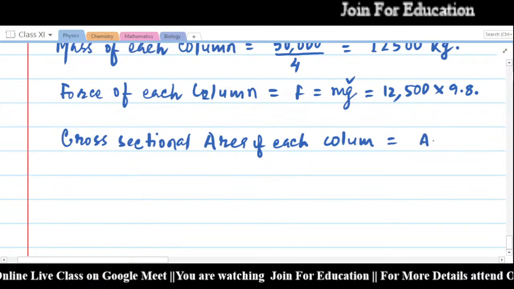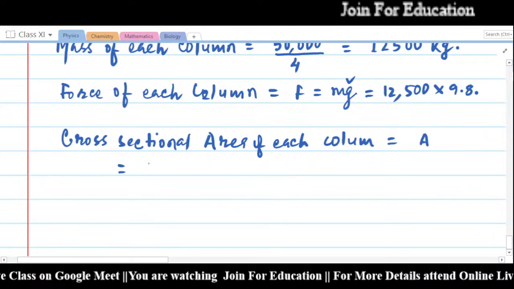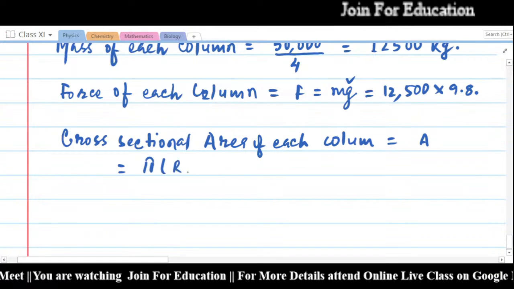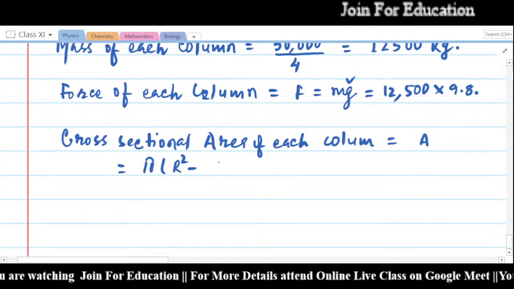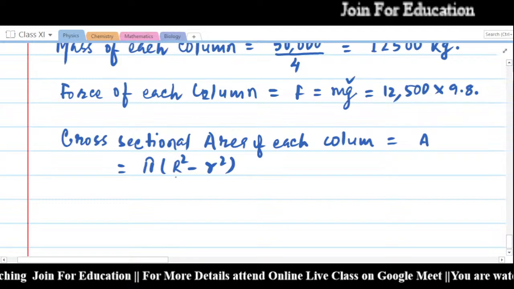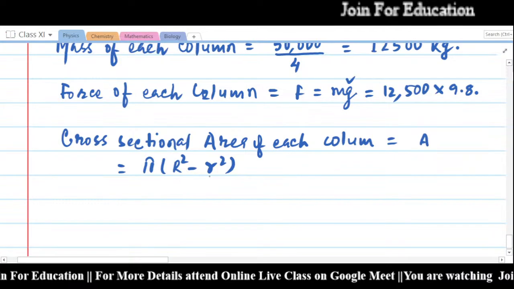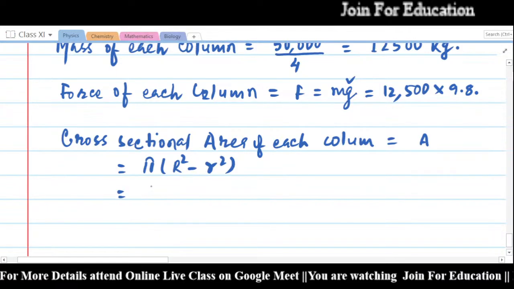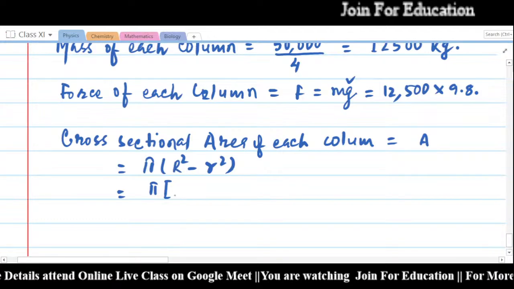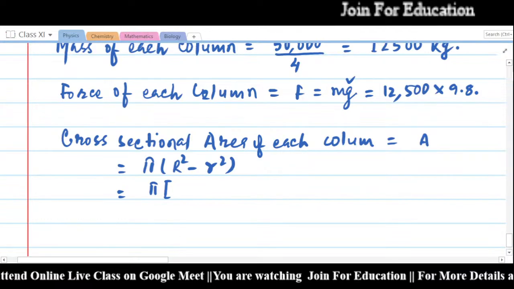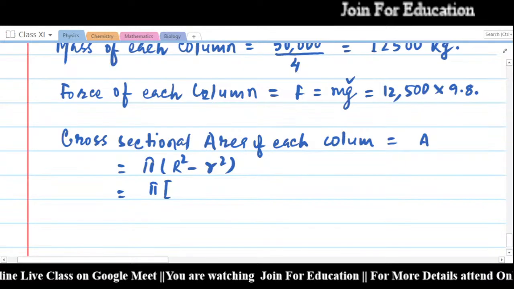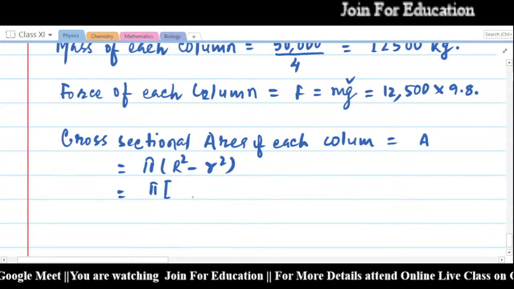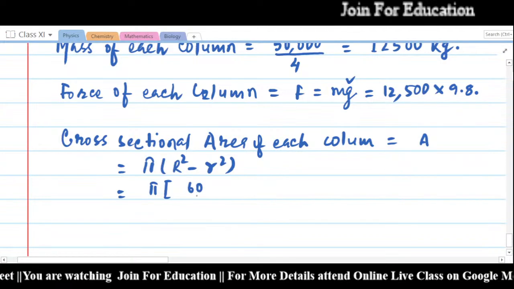A equal to, this is a hollow cylindrical, so we write down here pi R square minus r square. Here R is the outer radius of the column and small r is the inner radius of the column. So we write down here pi, and the outer radius of the column is given. This is 60 centimeter.